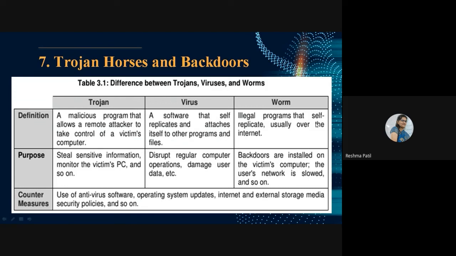For all these three types of malware, what is the countermeasure? Use antivirus software. There should be operating system updates, and updates should be installed. Internal and external storage media security policies should be there, and so on. So this is the difference between Trojans, viruses, and worms. Clear? Yes, ma'am.